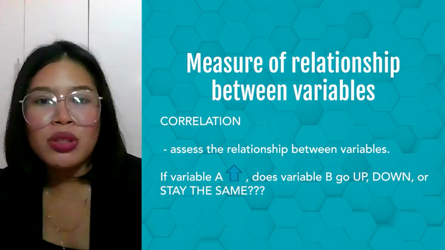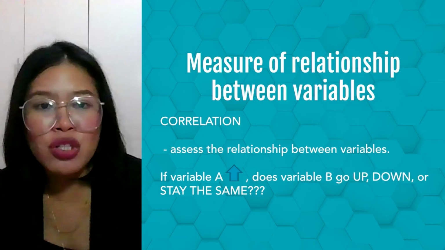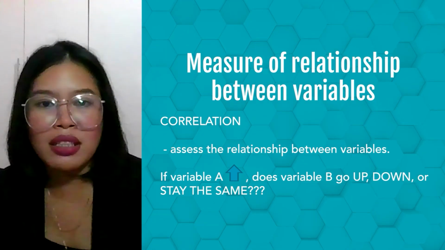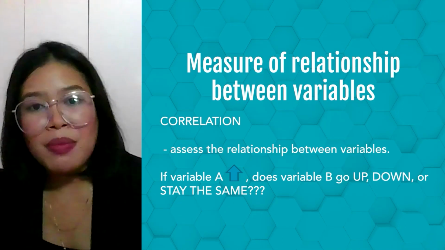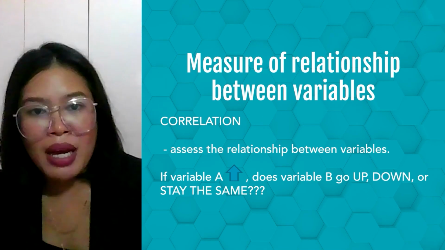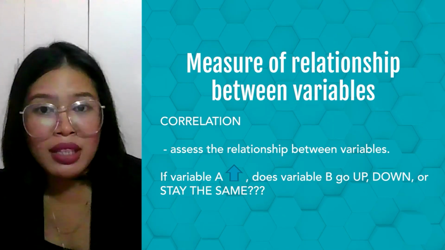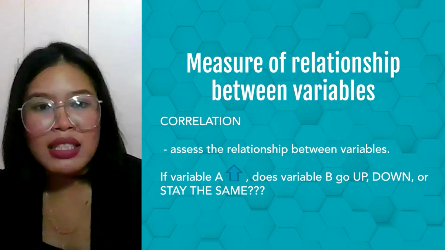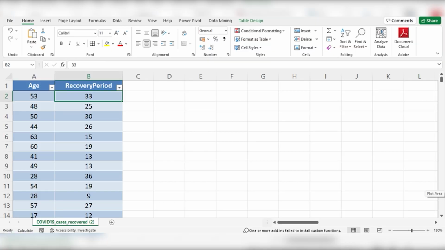Say for example, we want to know if age is positively correlated to recovery period. Meaning, the older the person, the longer the recovery period. Let's see this in this last example. So we have here only two variables, age and recovery period.